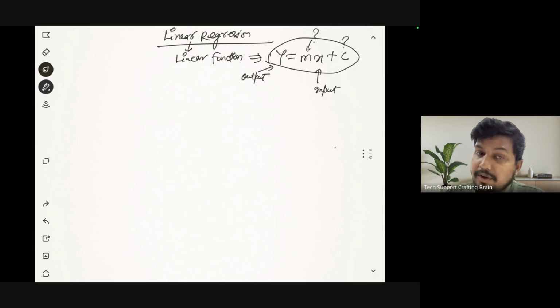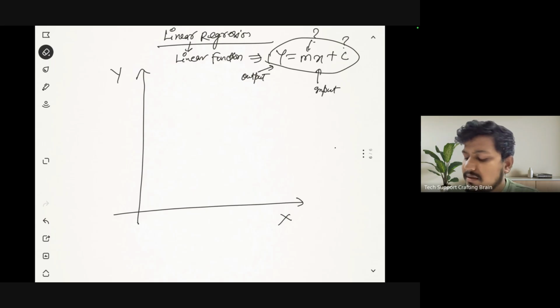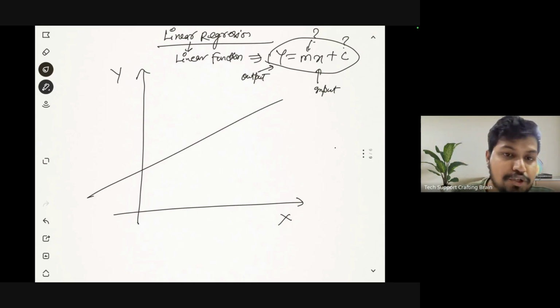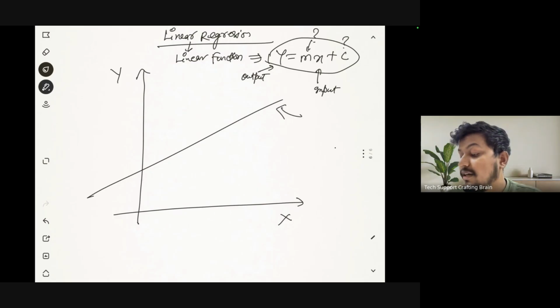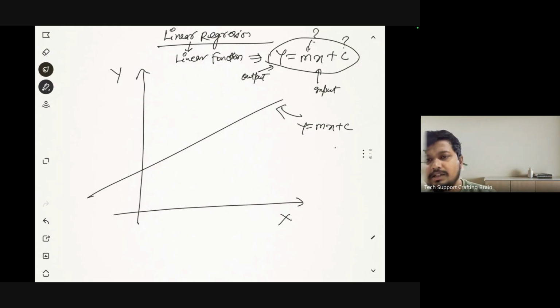So I told you a linear function is nothing but a straight line, just simply a straight line. So this is your x-axis and this is your y-axis. And what is a straight line, guys? Simple, just made a straight line here. This is a straight line, and its formula is y is equal to mx plus c. Everything will make sense. Just have patience for 10 minutes. Everything is going to make sense for you.